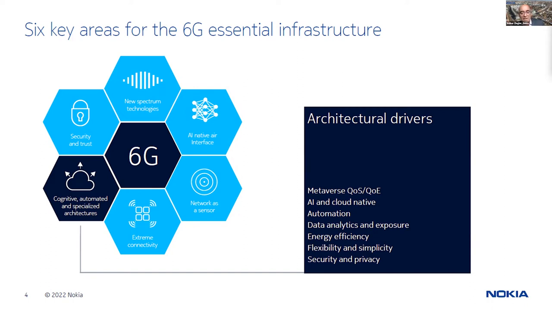Just to mention briefly the key technology areas without going into detail, new spectrum clearly is one, right? 100 gigahertz and above. Going AI native, also for the air interface, another very cool idea. Network as a sensor, co-designing networks for both communications and sensing purposes. And then security and trust. And this ties into some of the architectural drivers. So metaverse, QoS, QoE.